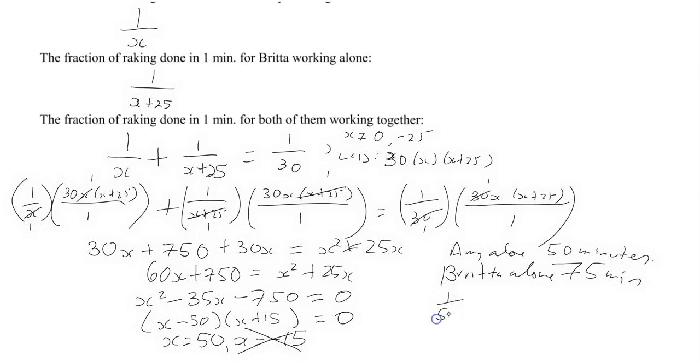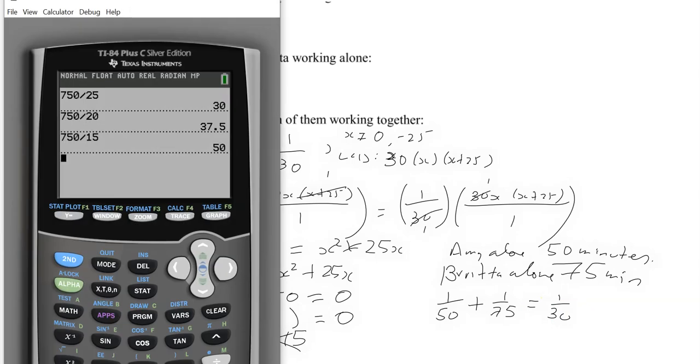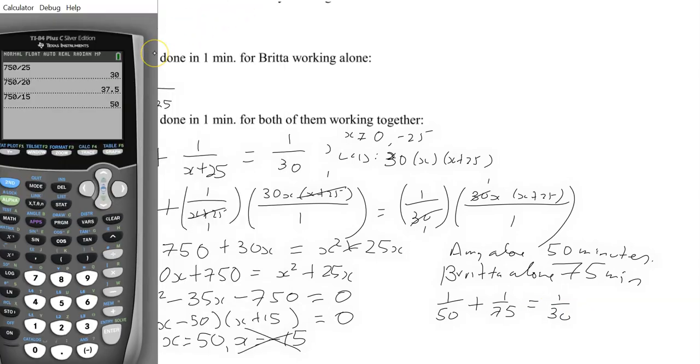So we would say, well, 1/50th plus 1/75th should equal 1/30th. So let's find out. 1 divided by 50 plus 1 divided by 75. And I'm just going to say, give me it straight as a fraction, so convert it to a fraction. And we get 1/30th. Yay.